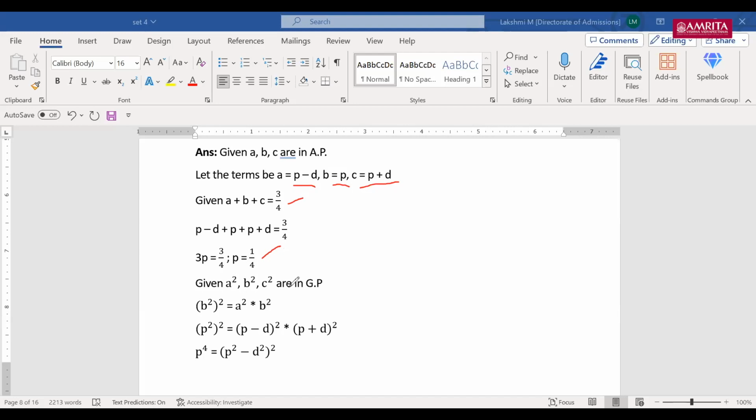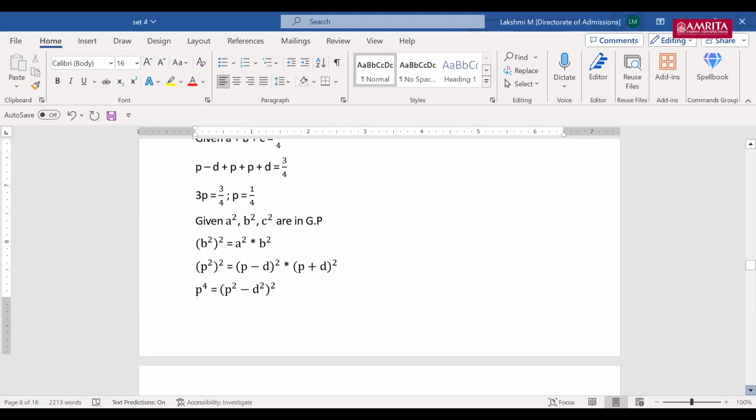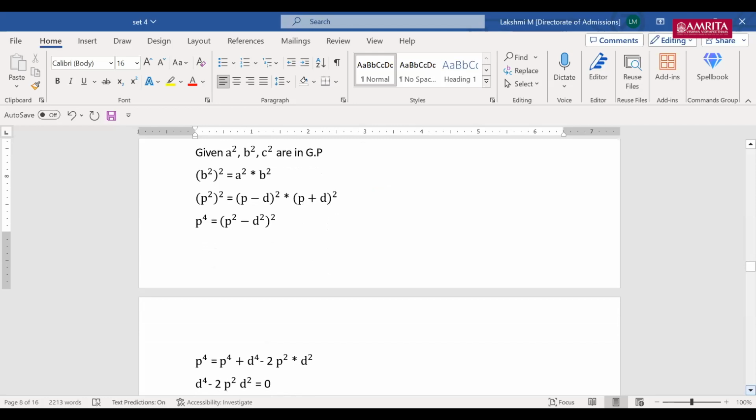Now A square, B square, C square are in GP. Based on the GP formula, B square is equal to A into C. So here B square whole square is equal to A square into C square. The same values that you have assumed here, you could substitute for it and you can form another equation, where you get P raised to 4 equal to P squared, this is P minus D whole square, this is P plus D whole square.